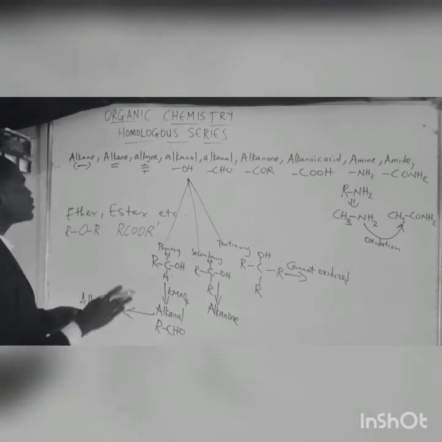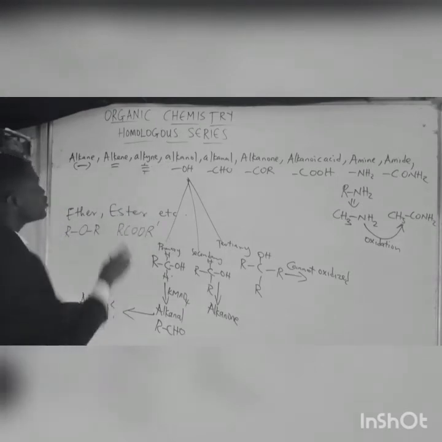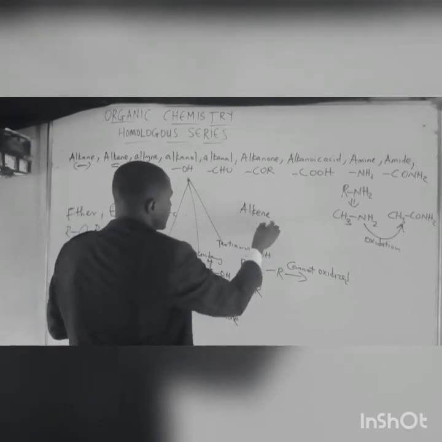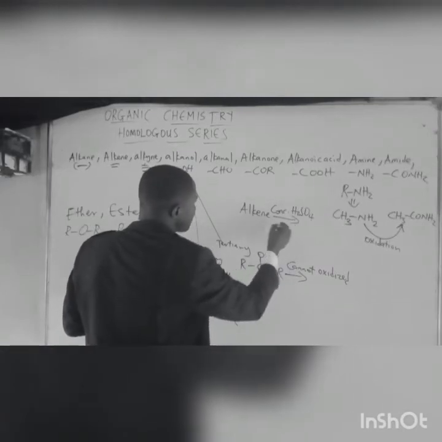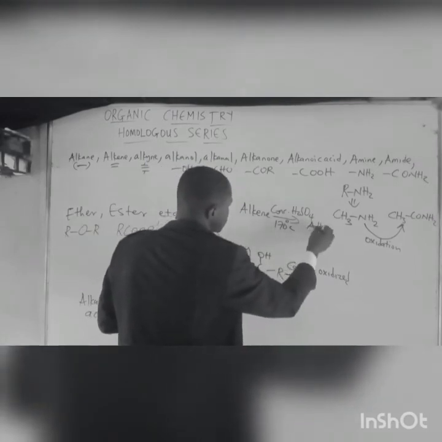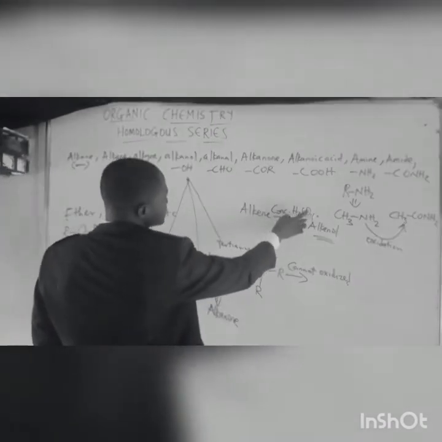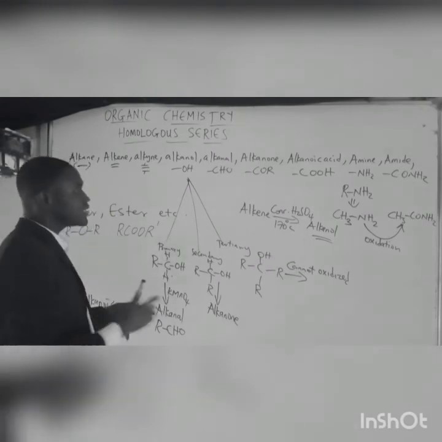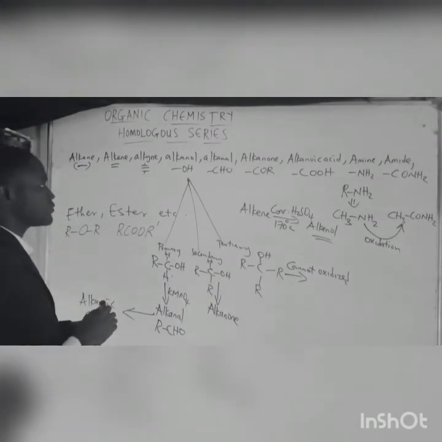Okay? Note that alkene can form alkanol. When you heat alkene in the presence of concentrated H2SO4 at temperature of 170 degrees Celsius, it gives us alkanol. Note that. So, once this is heated in the presence of concentrated H2SO4, that is sulfuric acid, and at a temperature of 170 degrees, it gives us alkanol.